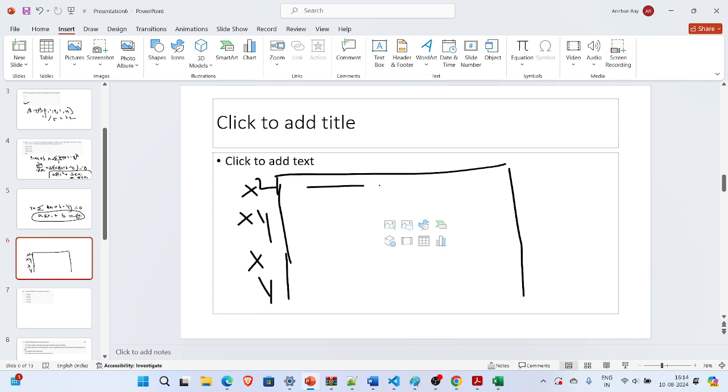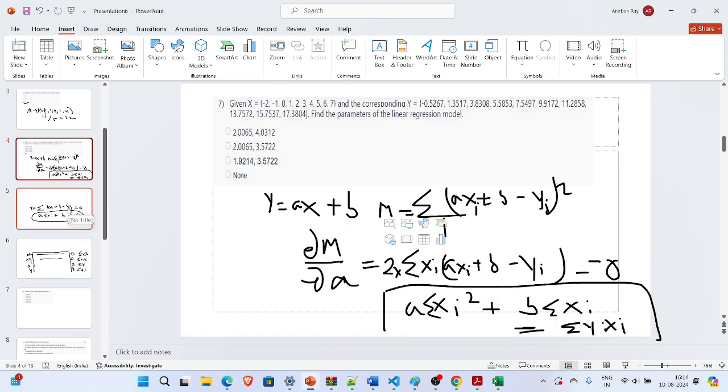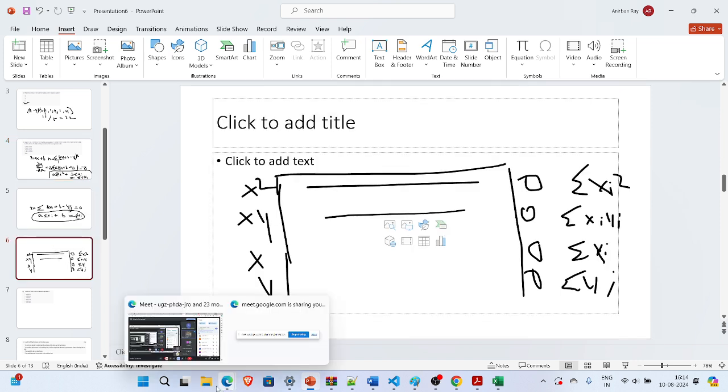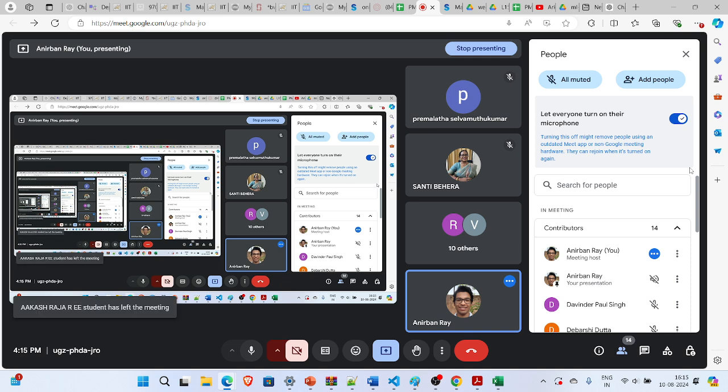Calculate the sum of these, the row sum, and write this down here, here, here. So this is summation over xi square, this is summation over xi yi, this is summation over xi, this is summation over yi. Just put these values in the equation, you get two equations in a and b, so you can solve that. Clear everybody? You can do it now. Clear?